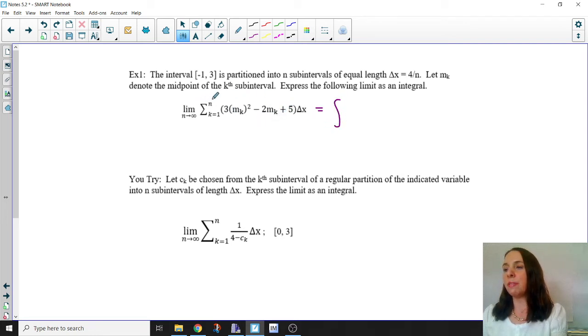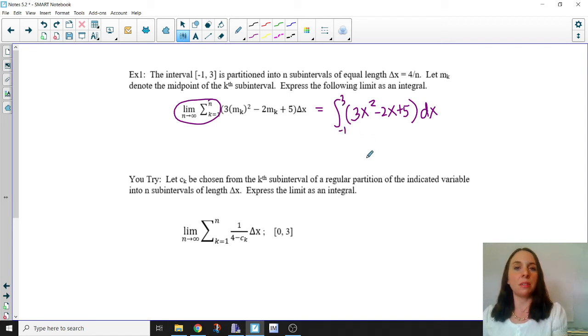All that stuff right there, we're done with it because it all becomes that integral symbol. Now we're moving on to the function. This function in x form is just 3x squared minus 2x plus 5. The delta x will change to dx. Finally, it does tell us the interval is from -1 to 3, so let's put those on as our limits of integration, and we're done. We did what was asked of us. It didn't even say to evaluate. It just said express the following limit as an integral. So we did.